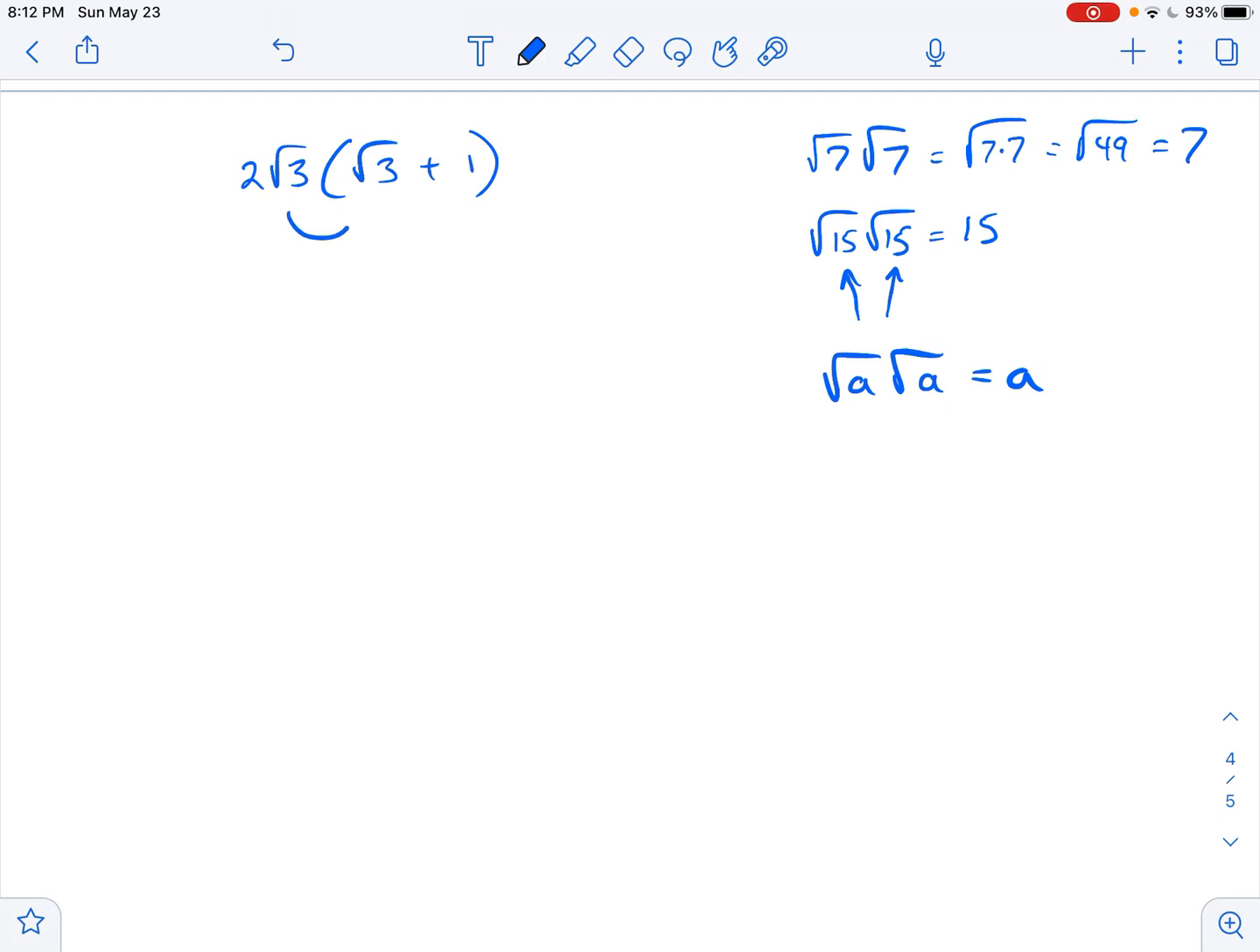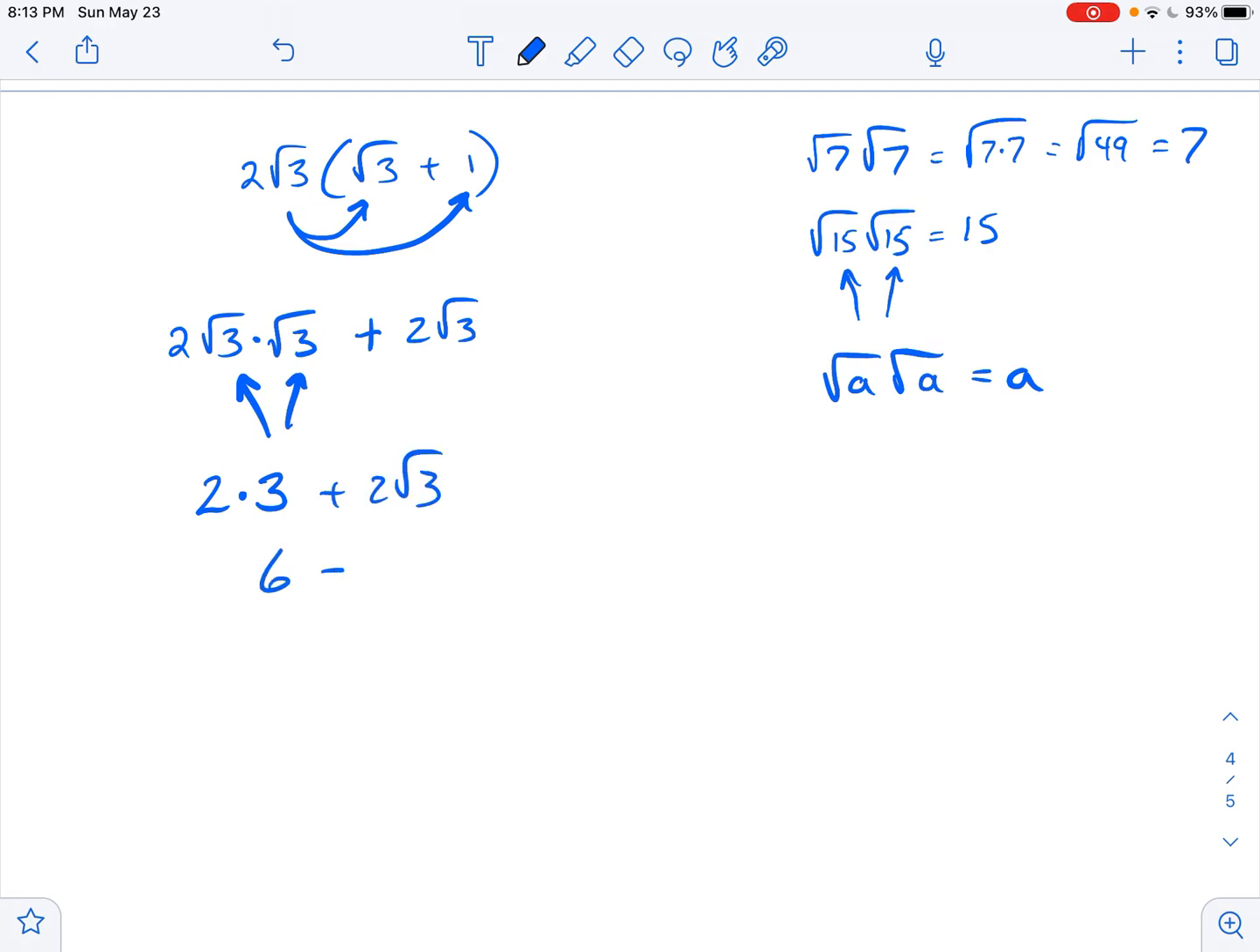So that means when we're distributing here, we have 2 root 3 times another root 3, then plus this 2 root 3 times a 1. Looking here, we have these root 3's that are just going to pop out of the radical. No more radical, and now we have a 2 times a 3 plus a 2 root 3. So you get 6 plus 2 root 3.